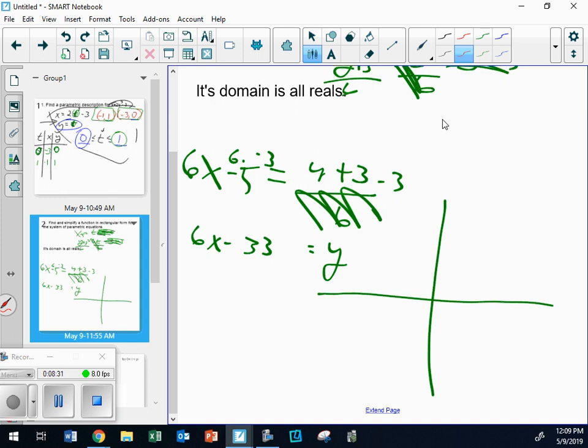Anyway, here I'm sketching it. It goes through -33 and it has a slope of 6. Now that I'm looking at it, does it seem like it has a domain of all reals? Will it go forever left? Yeah. And forever right? Yeah. So yeah, it's all reals. Drawing the picture really helps you get the feeling, especially on this one we're going to do in a minute here.